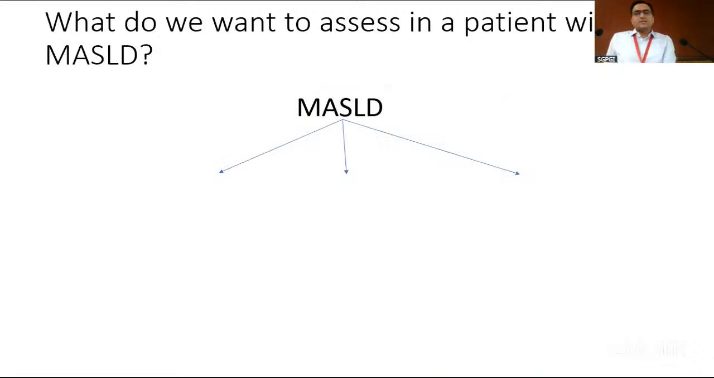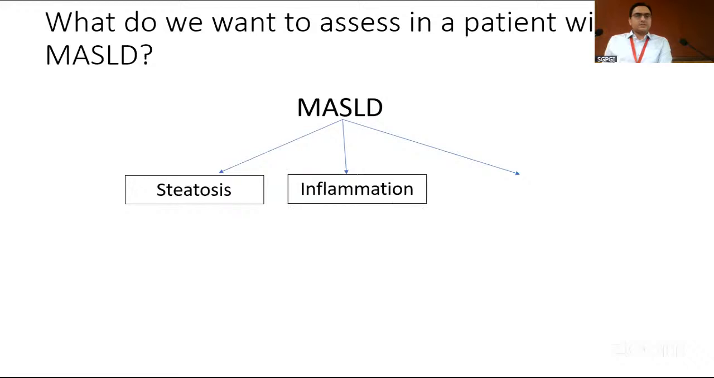Now the question arises, what do we want to assess in a patient with MESLD? This is a very important question. First and foremost, we need to assess the amount of steatosis which is there in such patients. The second thing which we need to assess is the level of inflammation in these patients, and third and foremost, we need to assess the level of fibrosis.